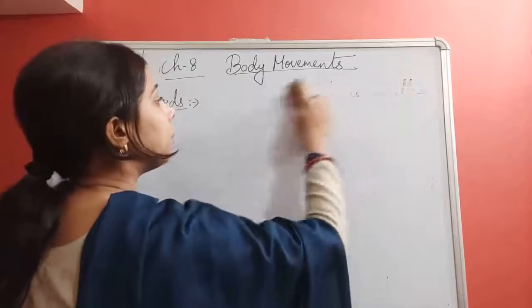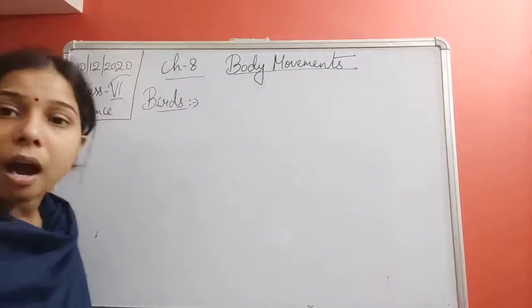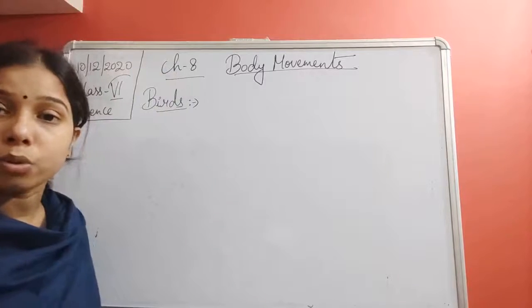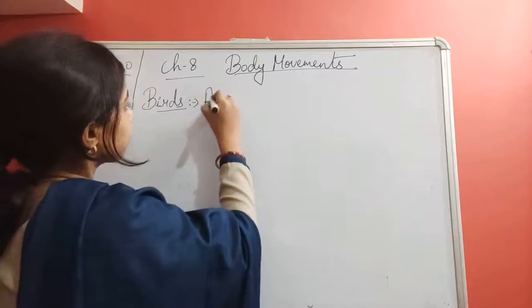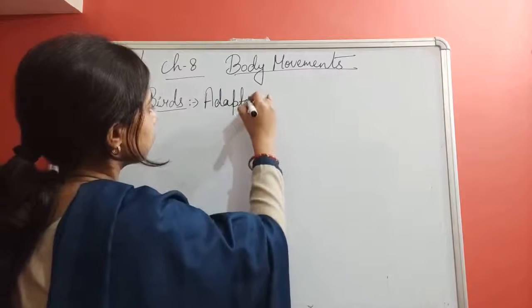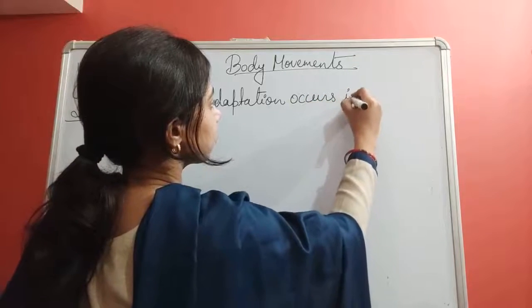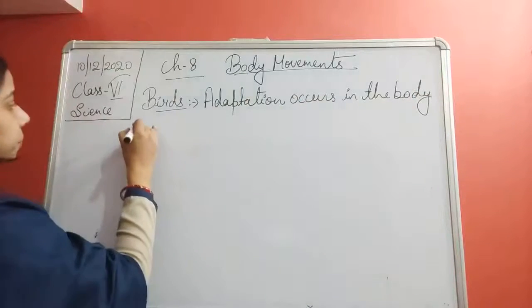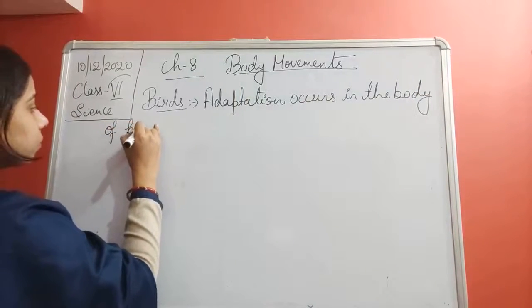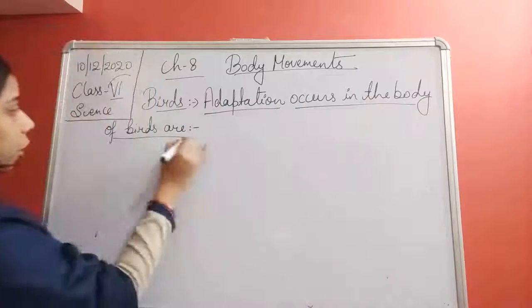Now let us start with the birds which fly, and let us see what adaptations occur in their body due to which they are able to fly. So we can write it: the adaptations in the body of a bird. What are the different adaptations which occur in the body of birds, students?